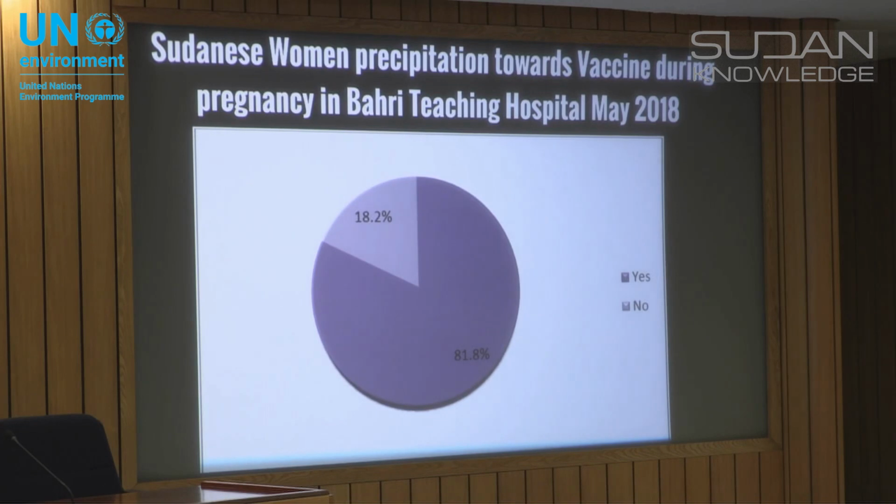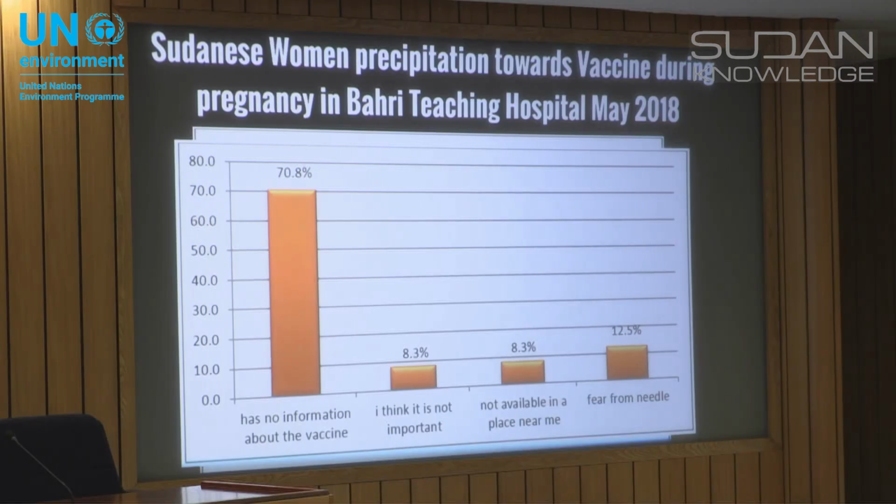There was a study done in Bahri Hospital, published in May 2018. They found that about 18% of the women don't even know that there are vaccines that are necessary. That's Bahri, Khartoum, which is basically the capital of Sudan, and you can imagine with the rest of the country where it will be. So there is a lot of education that we need to go through. Out of those 20%, 70% of them have no information about vaccines at all. They never heard about it, they never saw it. Some people don't think it's important, 8%, and 12% fear the needle.